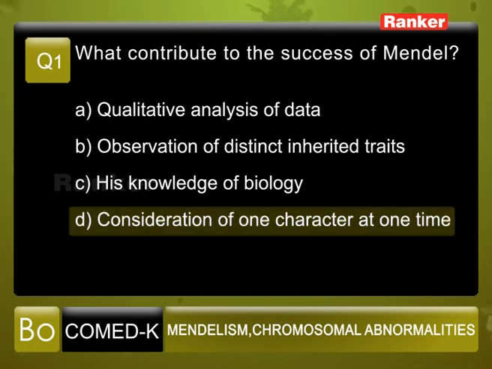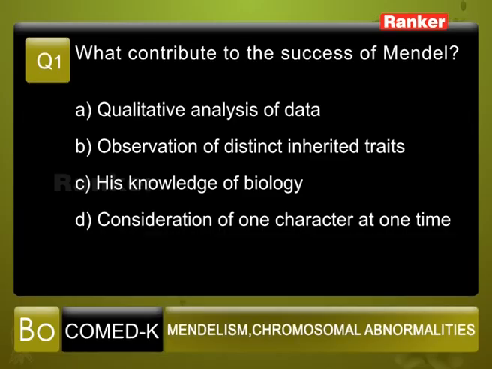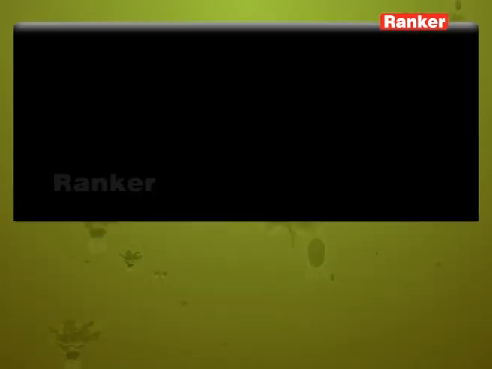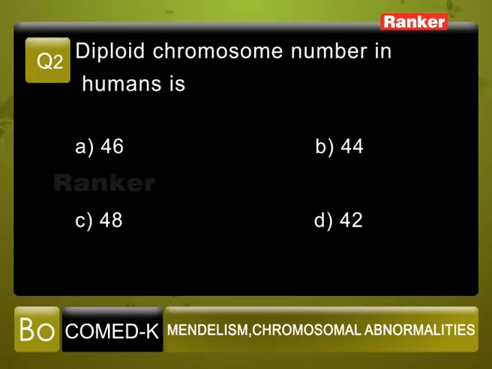Consideration of one character at a time is the right answer because it is either tallness or dwarfness, round seeds or wrinkled seeds, or axillary flowers or terminal flowers. So, taking one character at a time, a pair of characters, is the secret towards the success of Mendelism. The second question says, what is the diploid number of chromosomes in humans?